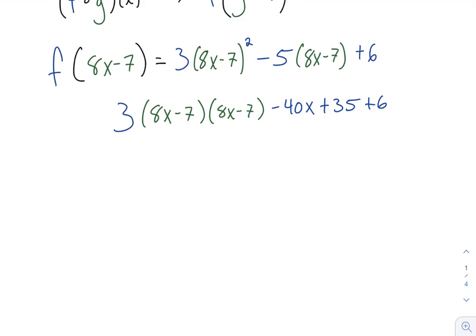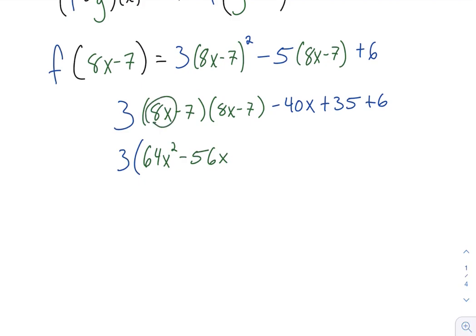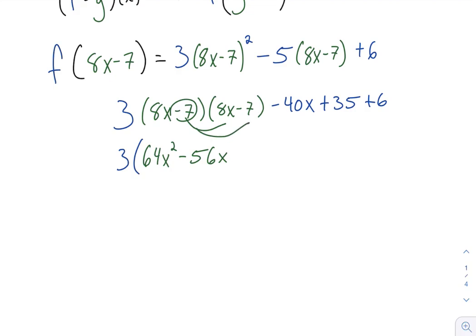So I'm going to multiply the 8x by 8x as my first one. That's going to give me 64x squared. Now I still have this 3 on the outside, so whatever I get when I multiply, I'll put in a set of parentheses. So 8x times 8x is 64x squared, and then 8x times negative 7 is minus 56x. And then negative 7 times 8x. So we just multiplied the 8x by both terms in that right set of parentheses. Now I'm going to multiply this negative 7 by both terms in the right set of parentheses. So negative 7 times 8x is again negative 56x, and then negative 7 times negative 7 is plus 49.